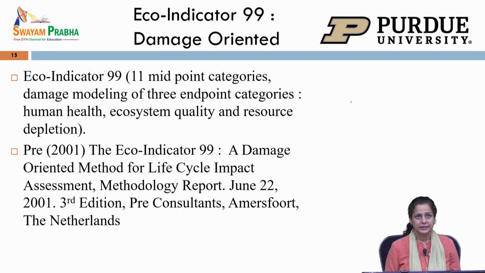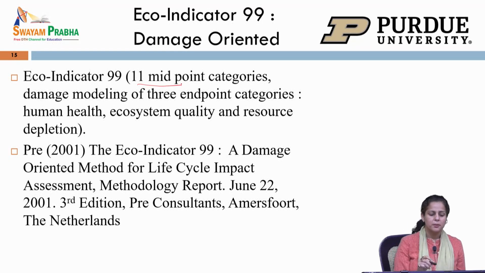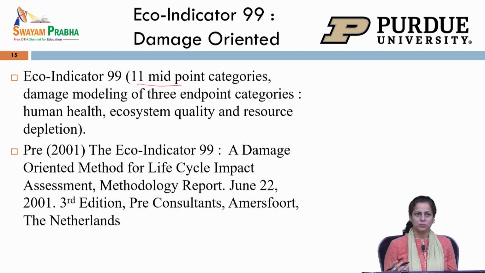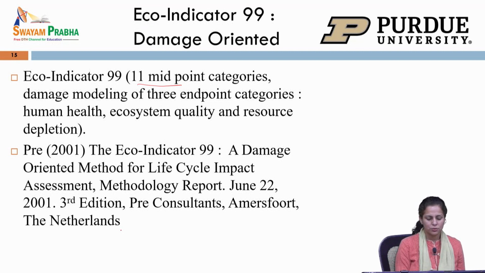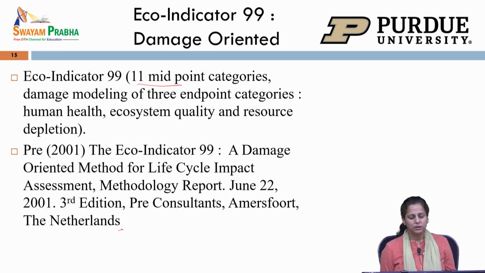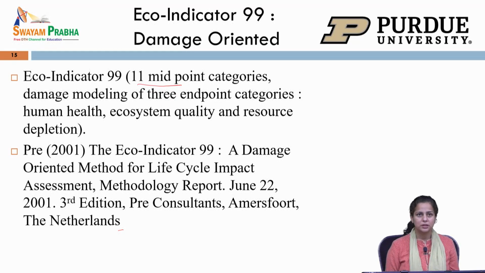Eco Indicator 99 is more of a damage oriented impact assessment method. Here you have 11 midpoint categories, but you also have 3 endpoint categories that include the damage modeling for human health, ecosystem quality and resource depletion. If you want to read more about the Eco Indicator, it is available in this book, which is on the damage oriented method for life cycle impact assessment.